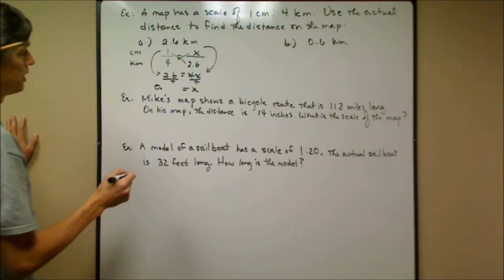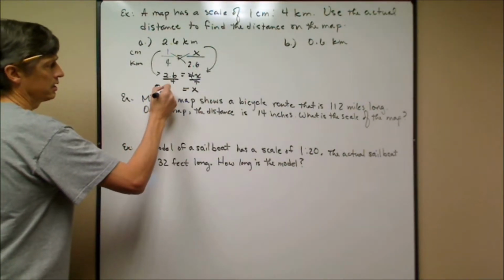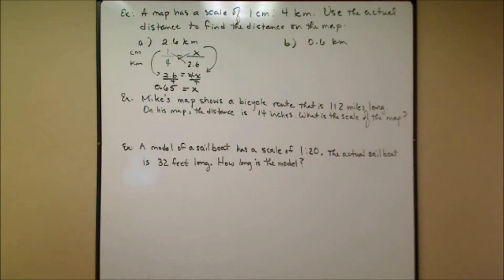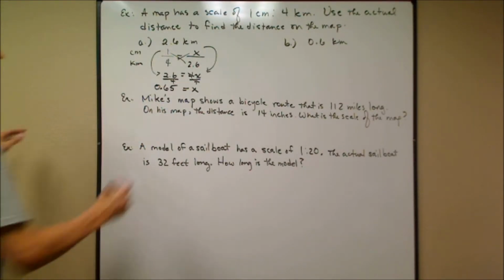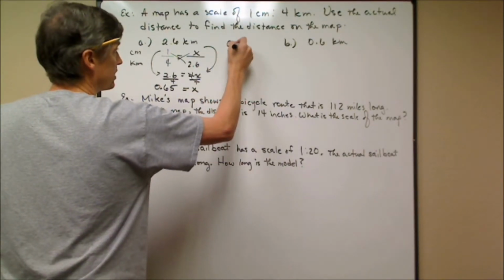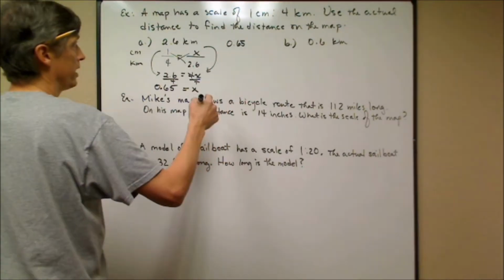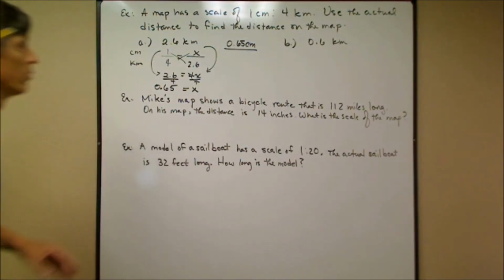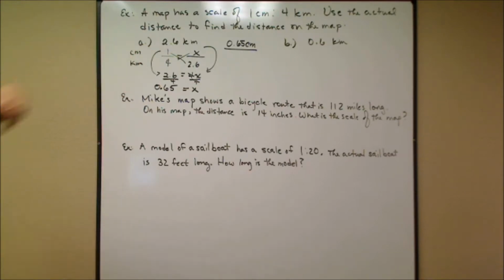Let's see, 65. It looks like 0.65. So that's not very big. 0.65, and this would be in centimeters. Well, that one's small. This one's really going to be small because look how much smaller the actual distance is.